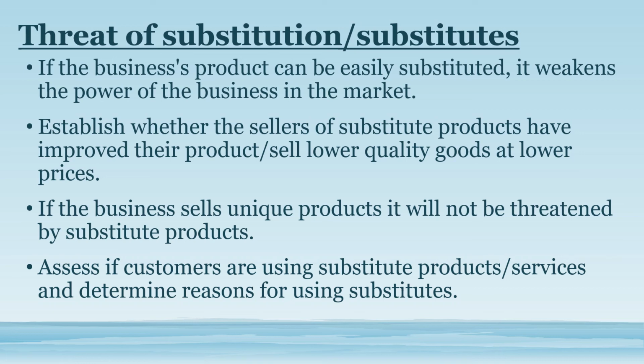So if the business sells a unique product, substitute products will not threaten them. But as soon as direct competition products come along, the business needs to assess whether this product is reason for them to feel threatened.